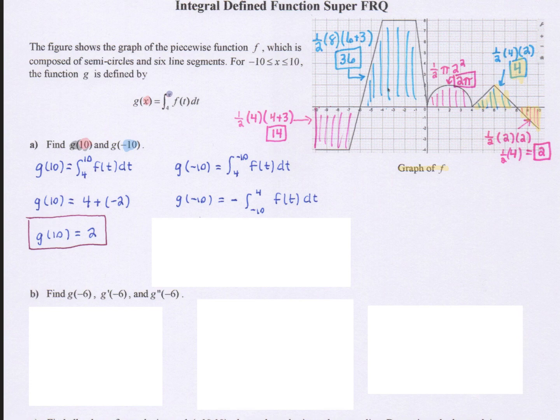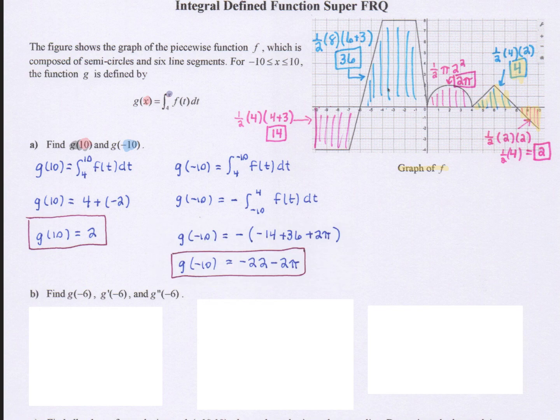I need to find the area from negative 10 to 4, and these two areas from negative 10 to negative 6 and from negative 6 to 0 are trapezoids, so you have those areas there. And then from 0 to 4, I have a semicircle. Anything above the x-axis, which is the 36 and the 2 pi, I count as positive, and anything below the x-axis, which is that 14, gets counted as negative. And I find that my final area, my final integral value is negative 22 minus 2 pi.